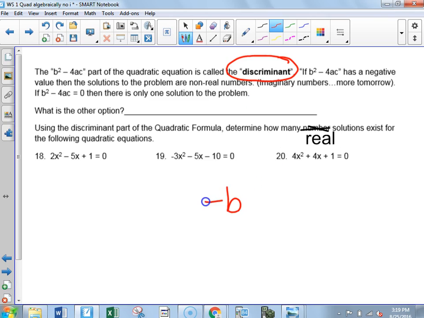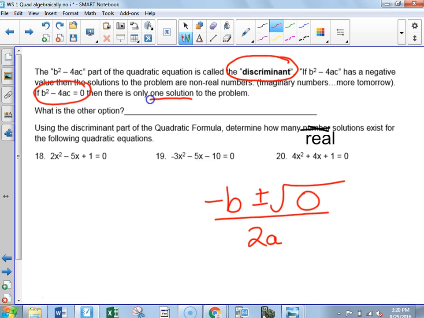And it predicts for us because this happens. When I do this, if this is a 0, is all this plus or minus going to mean anything? I'm only going to get one answer, okay? So if b squared minus 4ac is 0, then I'm only going to get one solution, and it will always be a real solution, as long as a, b, and c were real numbers.